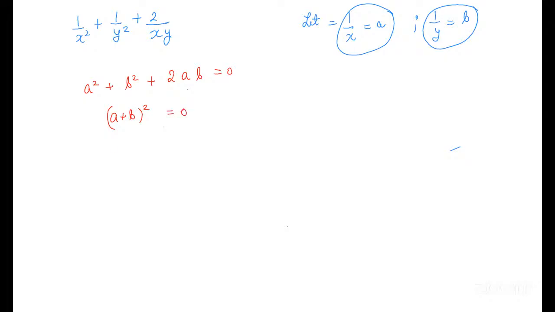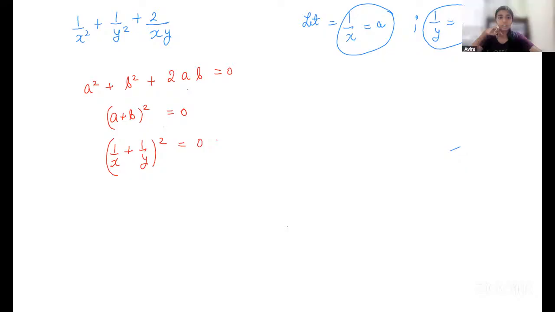Did you understand? So it will become (1 upon x plus 1 upon y) whole square is equal to 0. Like this. Did you understand, guys? Yes or no? Yes, sir, the 2ab is basically 2xy. This 1 upon x is basically a, and 1 upon y is equal to b. So it becomes 2a. Okay, sir, I understood.